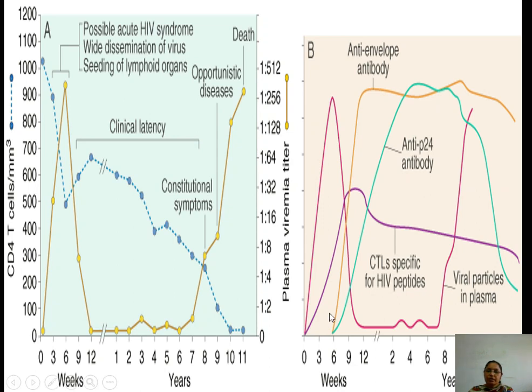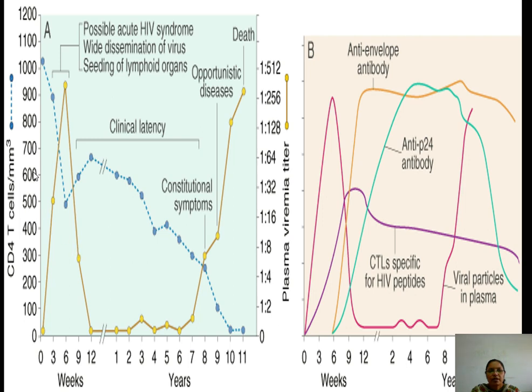Now, this diagram is showing here the weeks and years, and here the CD4 T cell count. As you see, there is a rise in the antigen level of the HIV in the initial first 4 to 12 weeks, and this is known as acute HIV syndrome, with wide dissemination of virus and seeding into the lymphoid organs. So this is the phase of the acute infection.